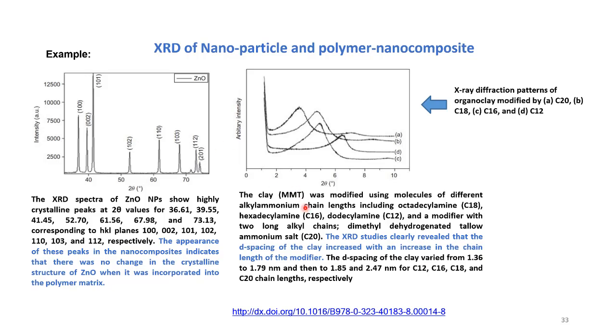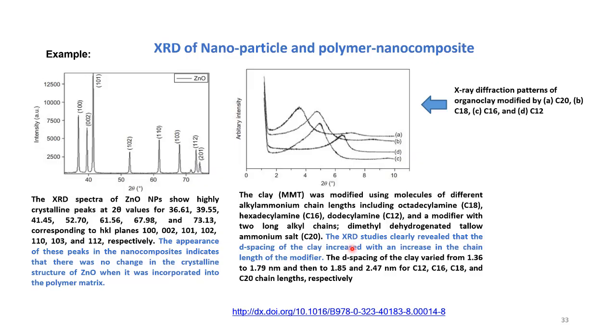And here we have a case of a clay which was modified using alkylamine ammonium molecules of different chain lengths, including these different chains and a modifier also. So the first one is the C20, that is the modifier. Then we have C18, that is octadecyl amine. Then we have C16, that is hexadecyl amine, and the C12, that is dodecyl amine.